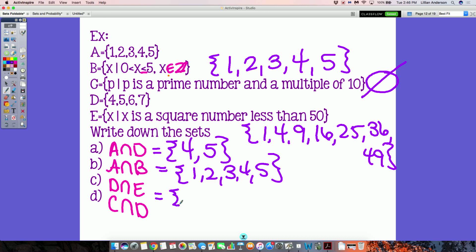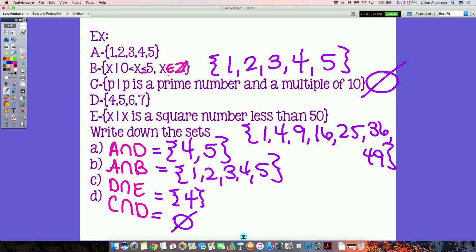It is just 4. 4 is the only squared number that lies in D and E. And what about D? What's the intersection between C and D? Nothing. One of these is an empty set. Okay? So there's nothing in common between an empty set and the set that has something. Questions on intersection?